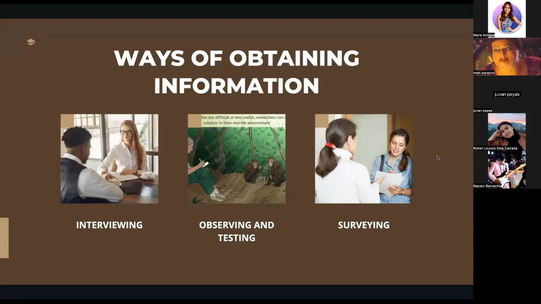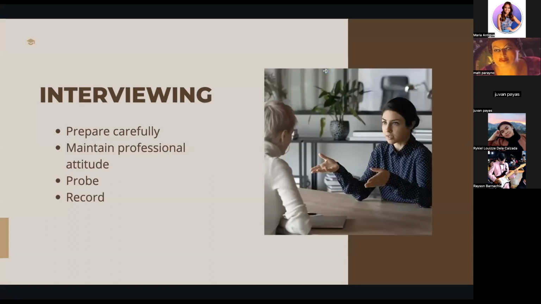Okay. So, let me check. Okay, there you go. Let's go over one by one. Although you have done it already, then at least it is still good to know these following points. Okay, so we have to first prepare carefully. We have to prepare ahead of time, especially the questions that we are going to ask. No, we cannot just keep asking questions on the spot.